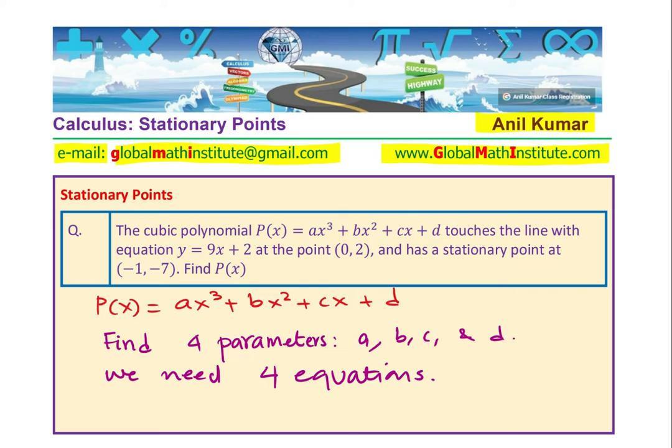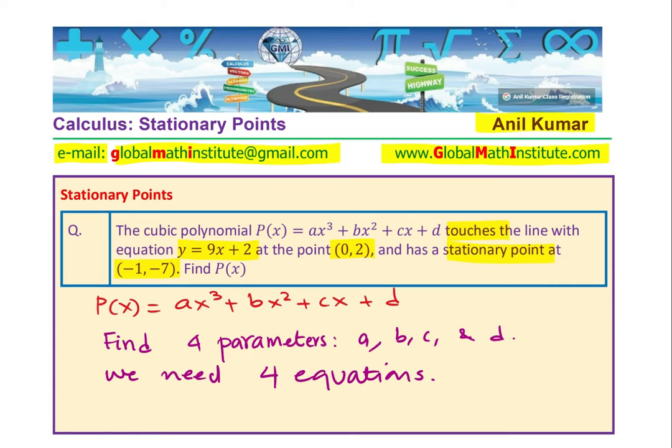These 4 equations are easy to find since you are given 2 points, correct? One point is (-1, -7), and the other one is (0, 2). So these 2 points and 2 other critical pieces of information: you are given the line which is tangent, that is, touches, and you're also given a stationary point.